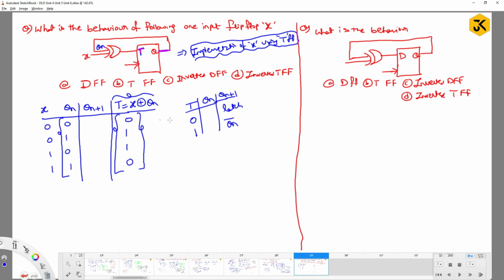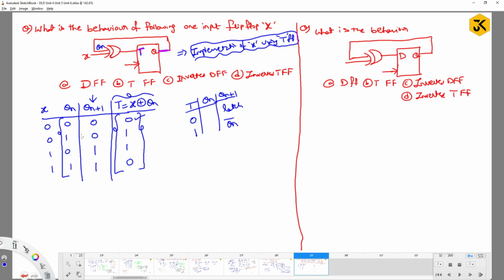Based on that, this T is 0. For 0, it acts as latch mode, so Qn of 0 gives 0, and for this 1 it gives 1. What about 1? When 1 is the input for T, it acts as a toggle state. So this is 0, this will be 1. This means we found the next state.